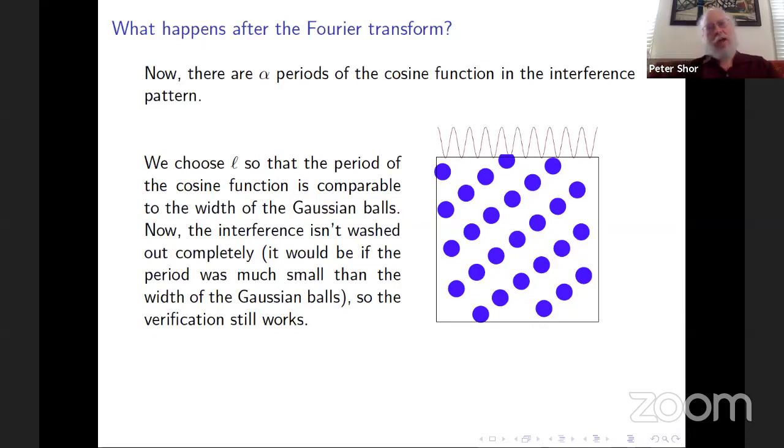So now this cosine function, which is the probability of actually seeing a point in this Gaussian ball, is comparable to the width of these Gaussian balls. And that means the interference isn't washed out completely. If the period was much smaller than the width of the Gaussian balls, then the interference would be washed out enough that we would not be able to observe it. But since the period is roughly the same width as the Gaussian balls, the verification still works and the interference isn't washed out completely.